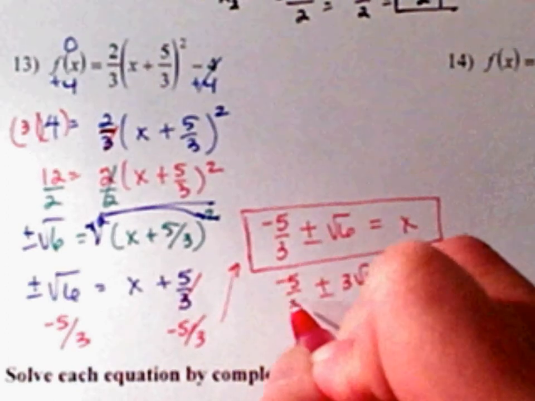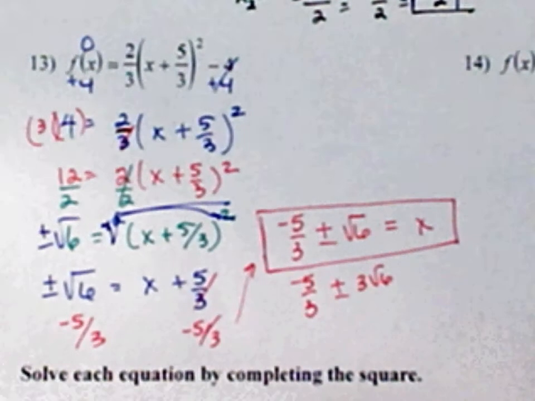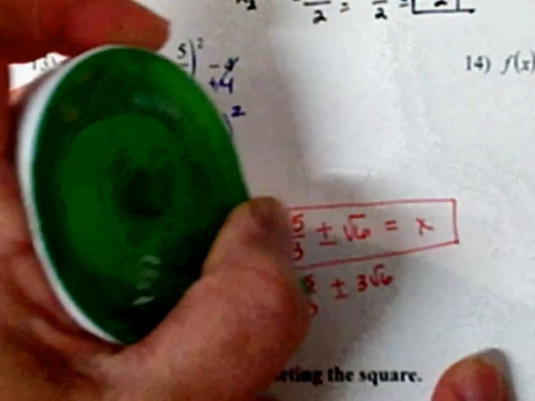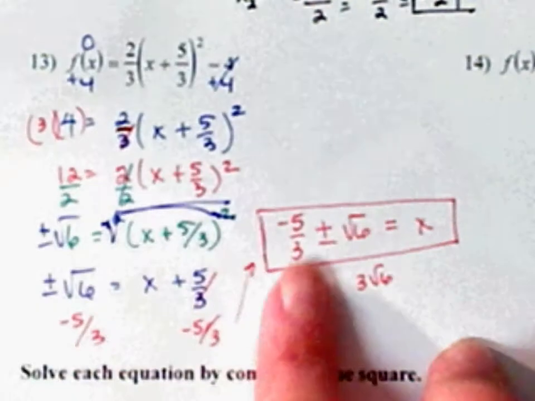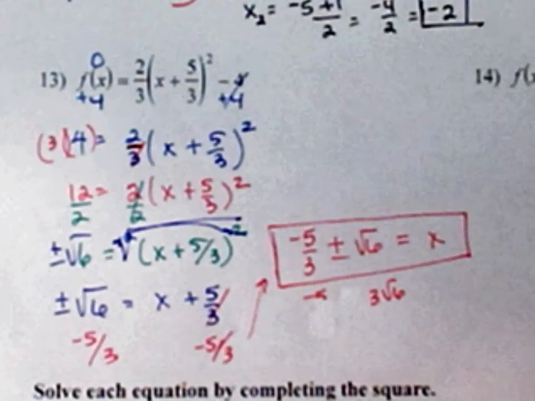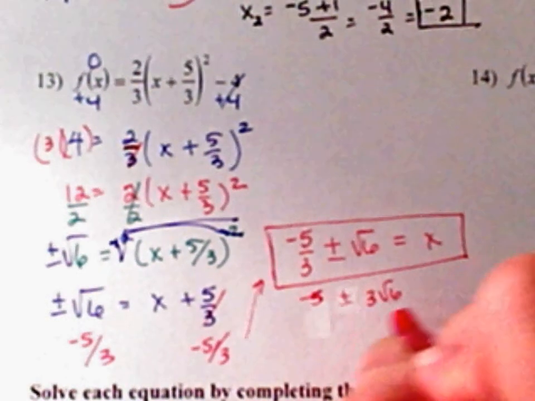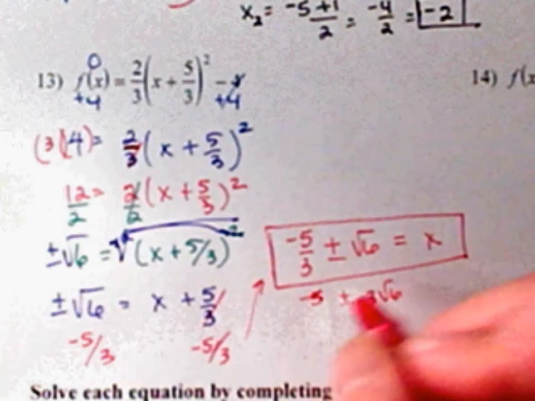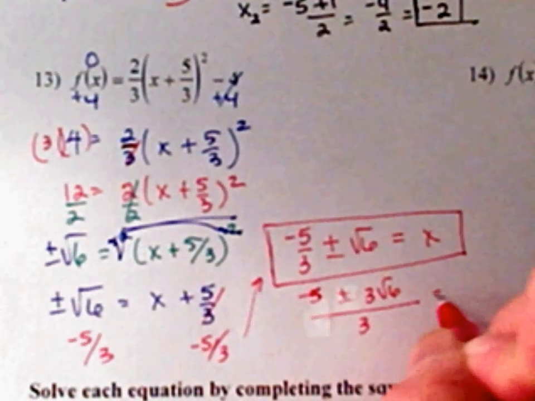That's not what I meant to write. Hang on just a moment. Let me write it correct the way I wanted to write it. Okay. I wanted to write it as a common denominator. So negative 5 plus or minus 3 square root of 6, all of that over 3 equals x.